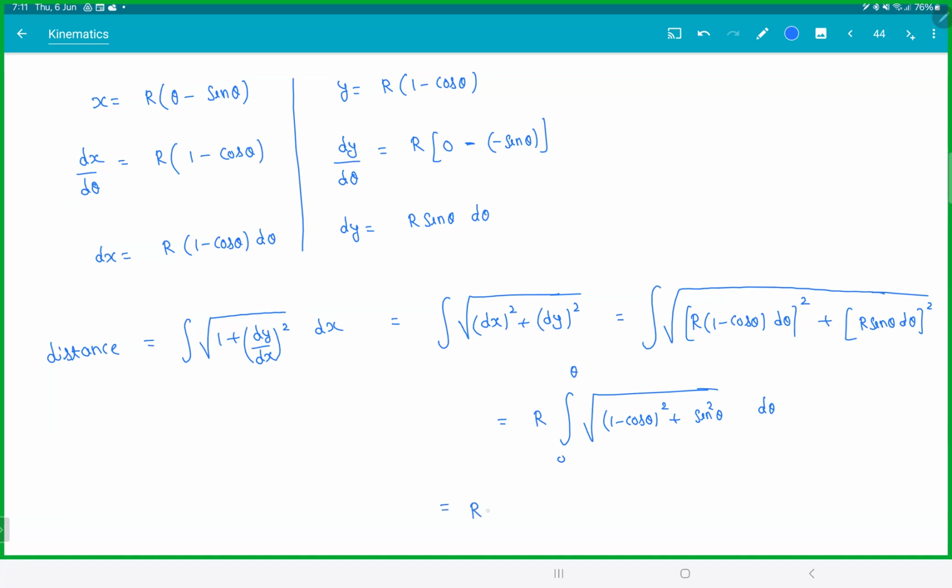If I expand this, inside you'll get 1 minus 2 cos theta plus cos square theta plus sine square theta d theta. That turns out to be r root 2 integral root over 1 minus cos theta. I'll show you in the next page. Have a look till here. Any doubts till here, please ask.